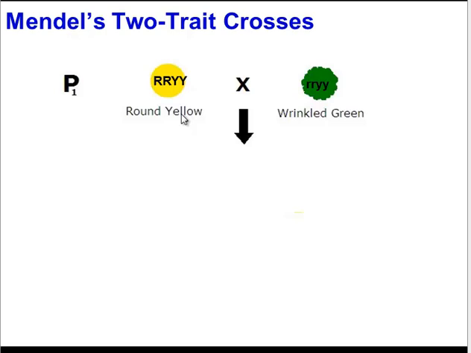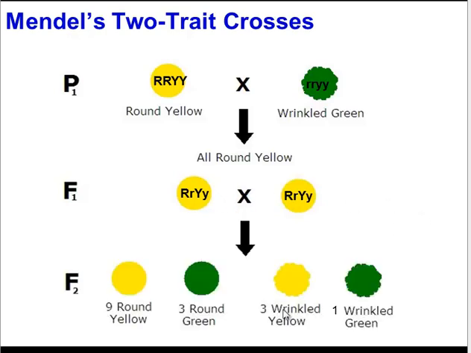Since this parent can only make gametes with dominant genes, and this parent can only make gametes with recessive genes, all of the offspring were dihybrids. They were heterozygous for both round and yellow traits. So then Mendel crossed these plants with each other. And here's what he got for the F2 offspring. A really interesting pattern, 9, 3, 3, 1. How did he end up getting a ratio like that in his offspring?